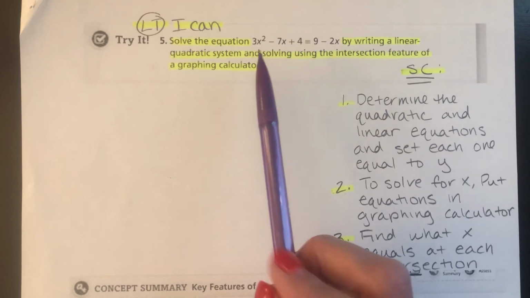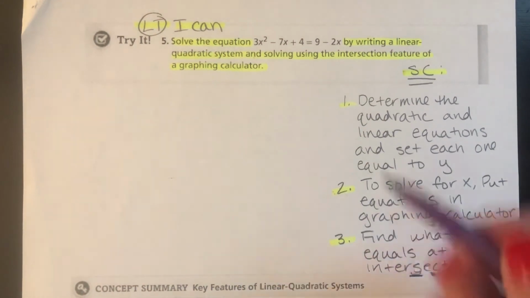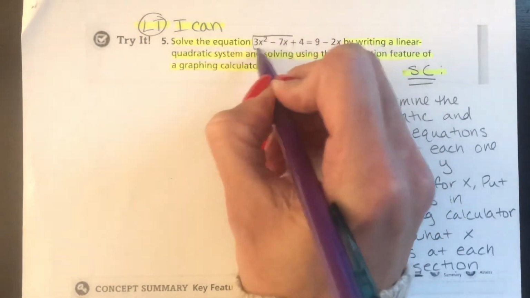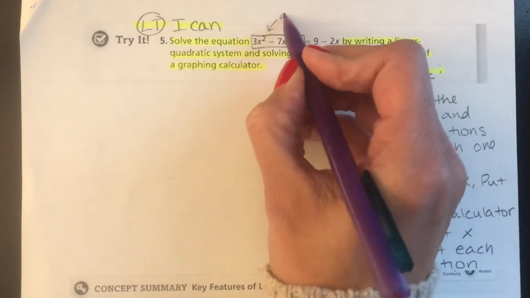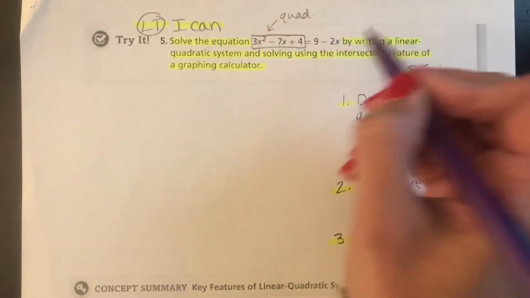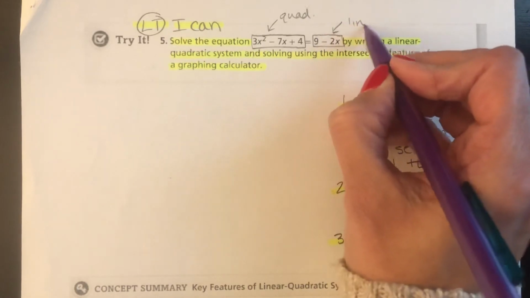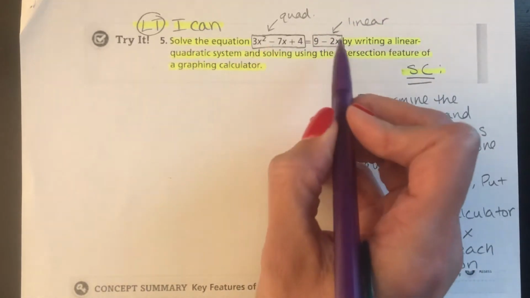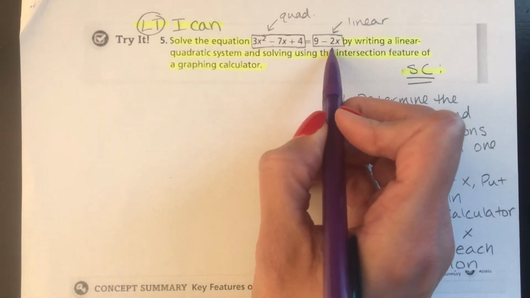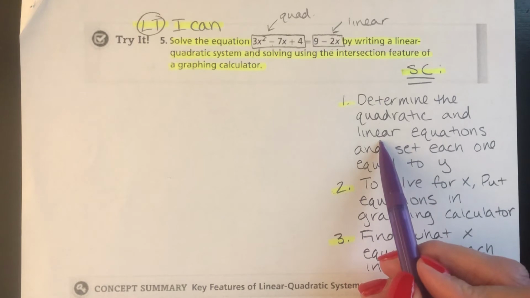The first thing you need to do is determine what is my quadratic and what is my linear. Remember, the quadratic has the x squared, so I know this is the quadratic, and this one is the linear. If I graph this, I'm going to get a parabola. If I graph this, I will get a line.